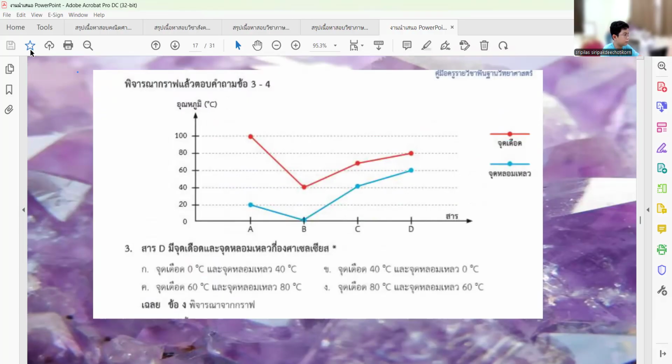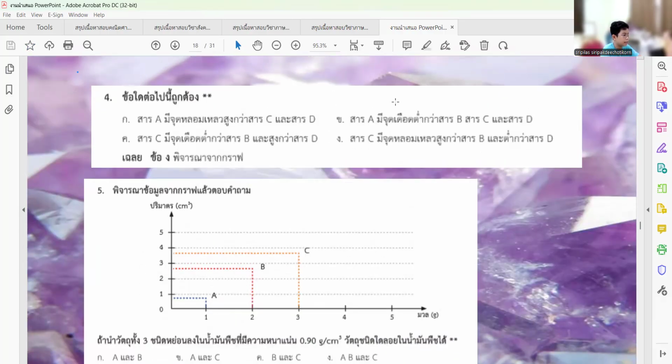A has a higher melting point than C and D. This is A's melting point, and look at C and D. No, C and D are higher. So this is wrong.